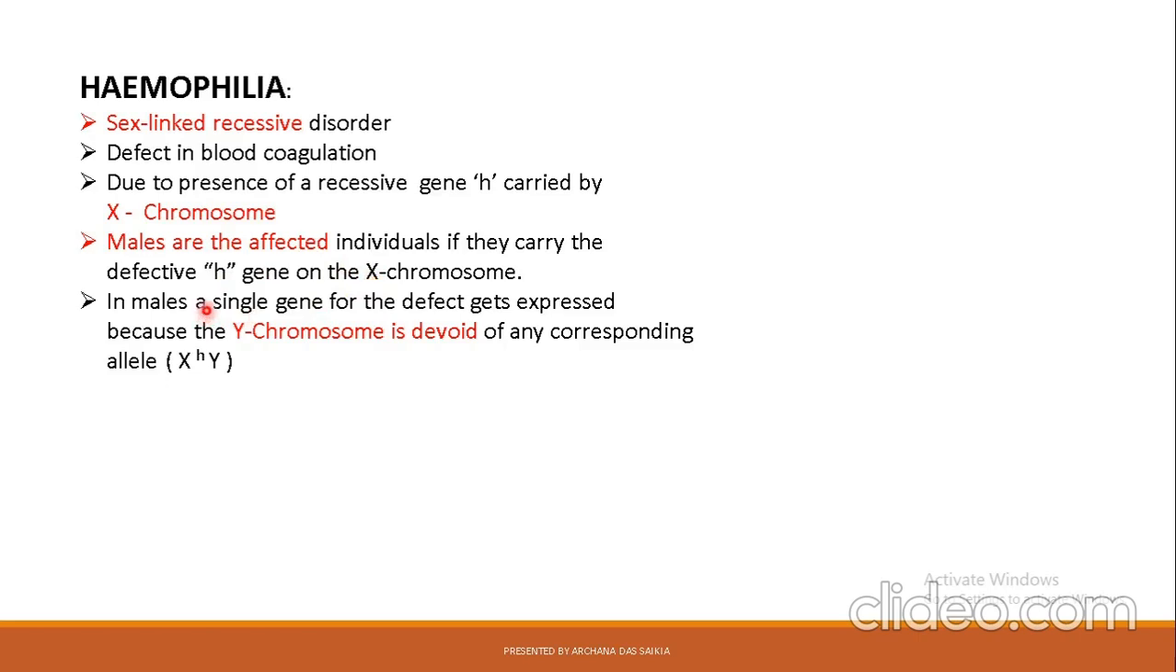So in males, as you can see here, a single gene for the defect gets expressed because the Y chromosome is devoid of any corresponding allele. The Y chromosome will not have the corresponding allele for the H gene.